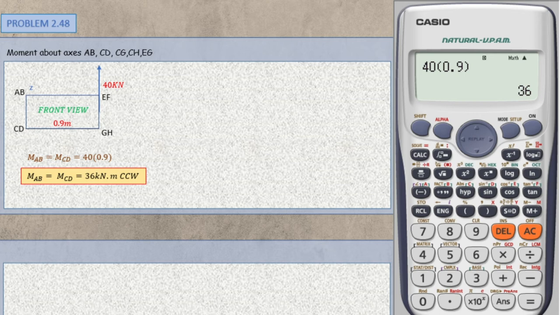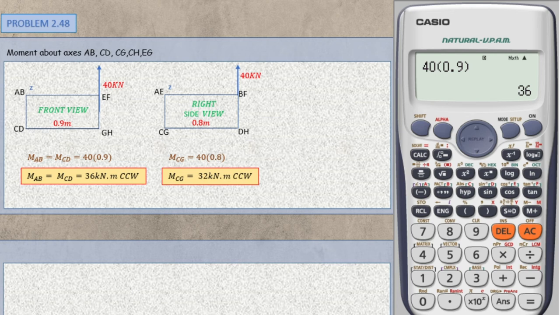How about our axis CG? I am going to look at its right side view to find the moment about axis CG. Looking at the right side view, we have CG, AE, BH, BF, and here is our 40 kilonewton, with a perpendicular distance of 0.8 meter. Same here, I will assume counterclockwise positive, so it will be 40 multiplied by 0.8, which gives me 32 kilonewton meter in the counterclockwise direction. Since this is counterclockwise, my answer is positive based on my assumption and on the right-hand rule.